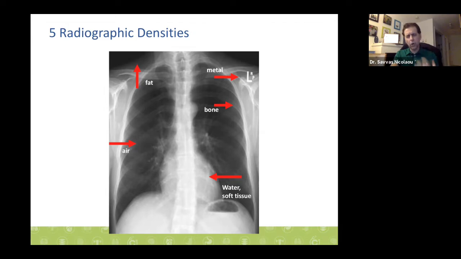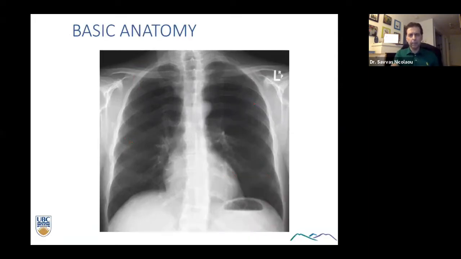5 radiographic densities, all based on the differential absorption of the X-ray beam. Very key concept, because this differential absorption or exposure allows this different contrast to appear between soft tissue, air, bone, and metal, and allows us to interpret different pathological entities. So basic anatomy.